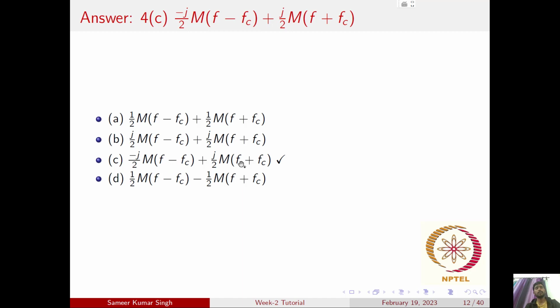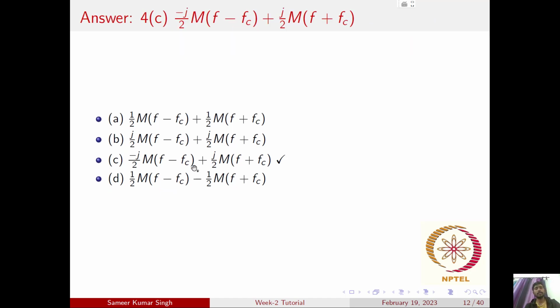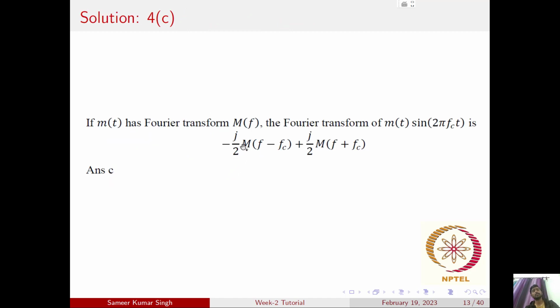Because two terms come when we break sine 2 pi fc t: it will break into e to power j2 pi fc t minus e to power minus j2 pi fc t upon 2j. That's why we are getting two terms, and that is the explanation of this question. Where m(t) has Fourier transform M(f), the Fourier transform of m(t) sine 2 pi fc t becomes that term. It shows right shifting and left shifting, so overall our M(f) is shifted in two parts.